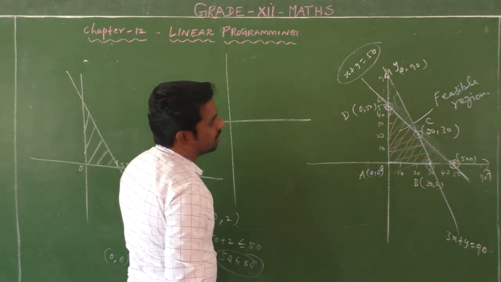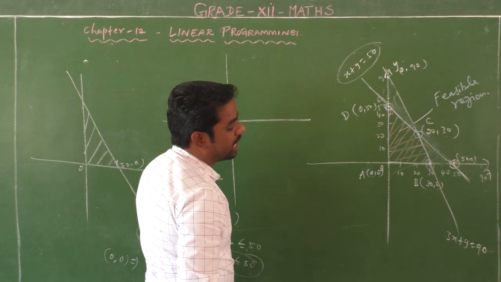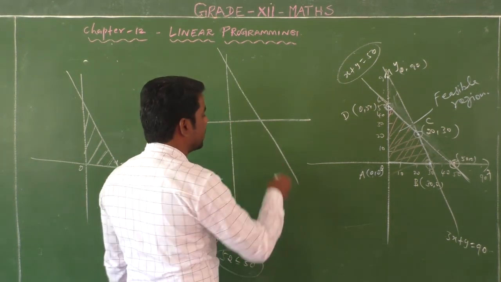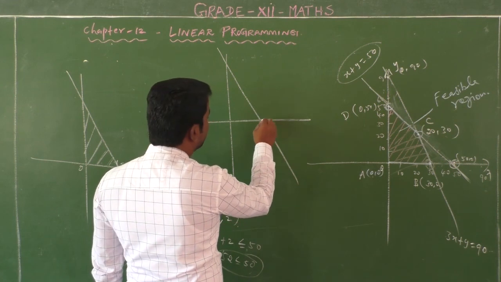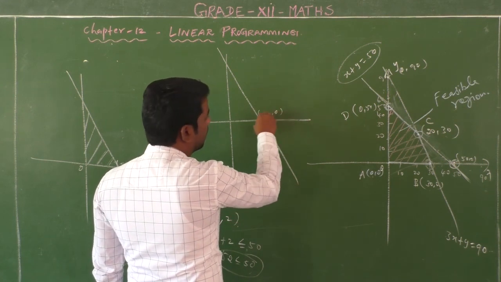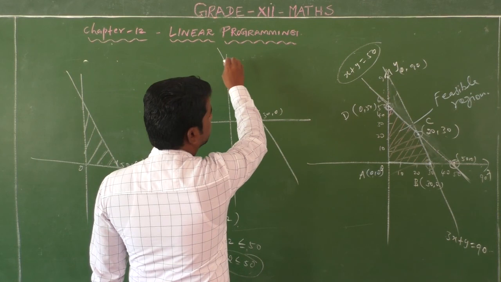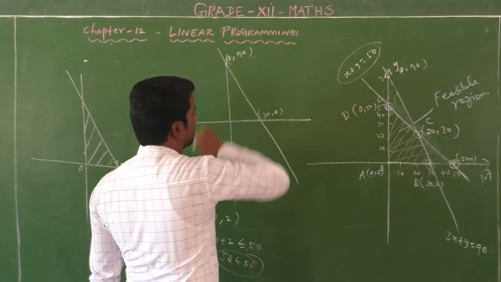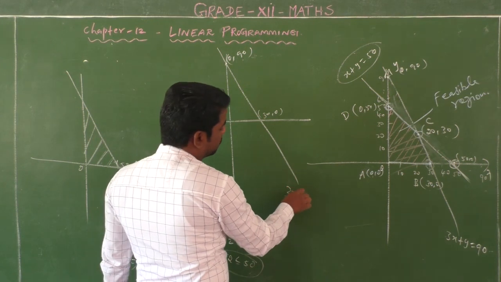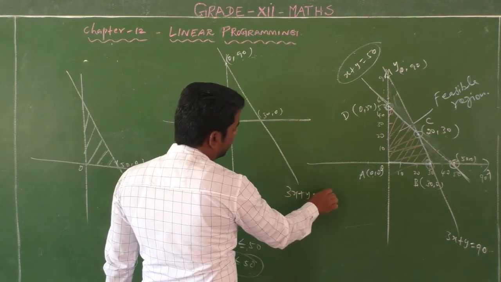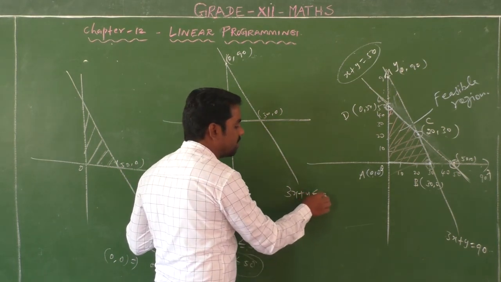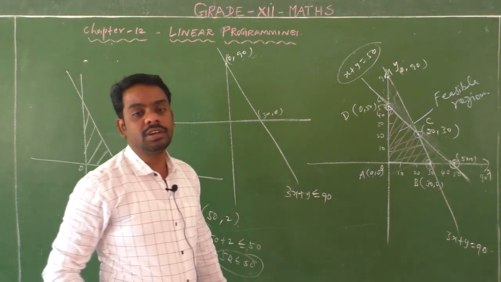the second line, 3x plus y equal to 90. The x intercept point is 30 comma 0. The y intercept point is 0 comma 90. So 3x plus y equal to 90 is the line. The given constraint is 3x plus y less than or equal to 90.